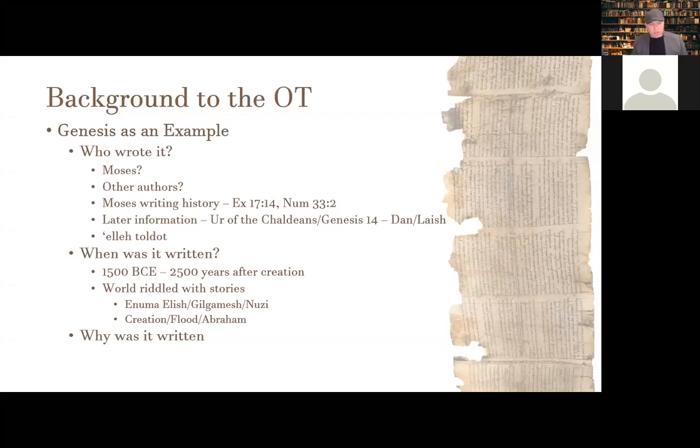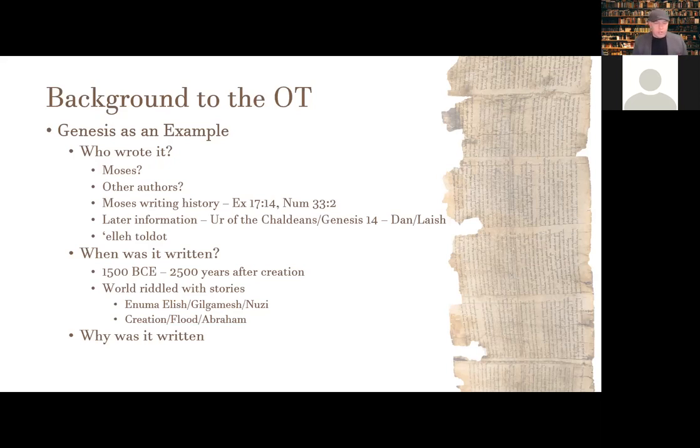So when was it written? We talk about the timeline of when biblical stories were written, and this one definitely takes the cake. We're talking about 1500 BCE or 1300 BCE, depending on where you place Moses in the Exodus. 2,500 years after creation. That's a long time for these stories to be passed down. So what's the point? Why was it written so far afterwards?